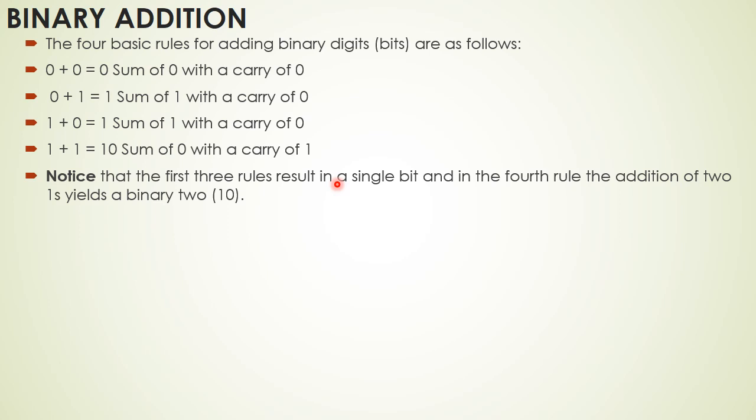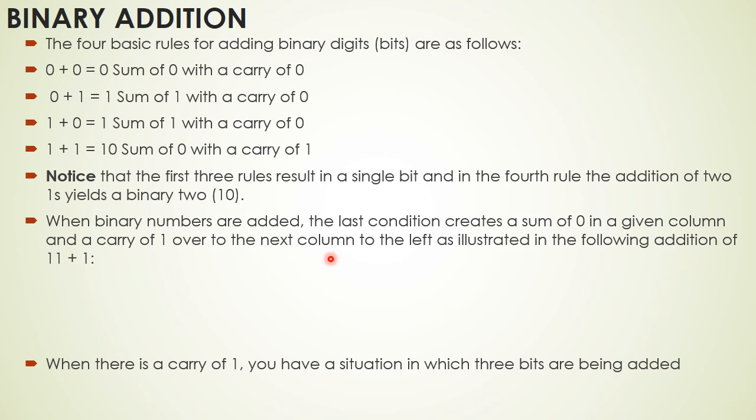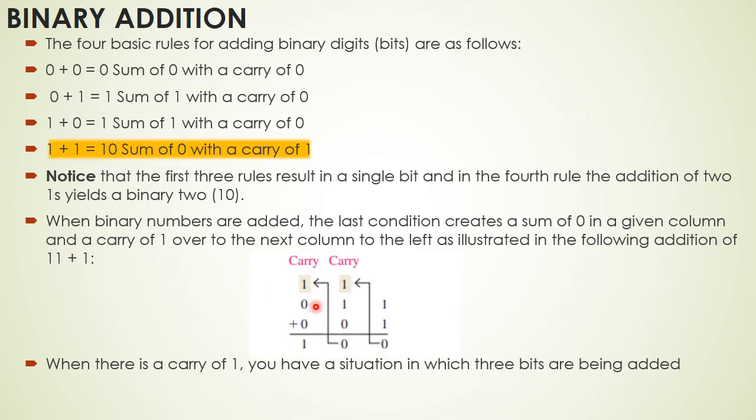Notice that the first three rules result in a single bit, and in the fourth rule, the addition of two ones yields a binary number 2. When binary numbers are added, the last condition creates a sum of 0 in a given column and a carry 1 over to the next column to the left for most significant digits. When there is a carry of 1, you have a situation in which 3 bits are being added, like this. Like you can see, I am adding 1 with 0. 1 0 gives me 0 and the carry is 1. So 1 0 0 gives me 1.